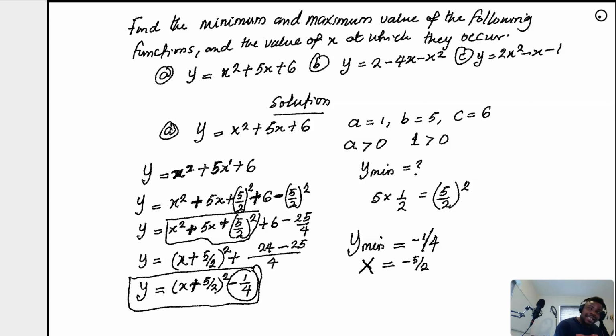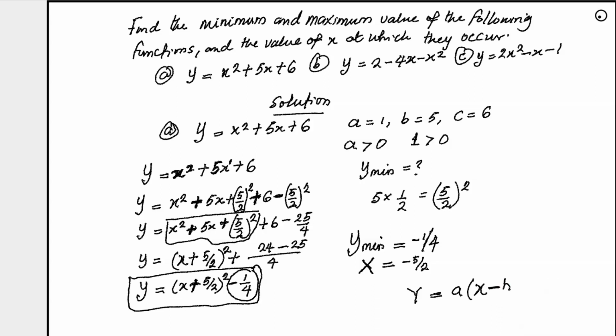So it simply means for you to always get your y minimum or y maximum at a particular value of x, we can write a given formula. We can write a formula to be a(x minus h) squared plus k.